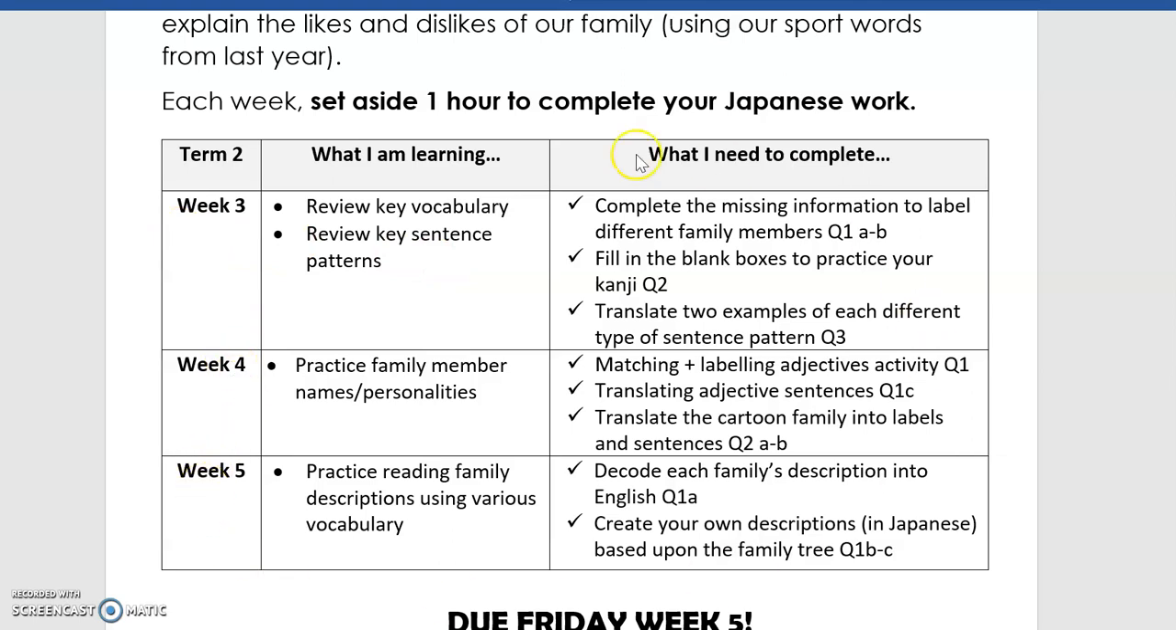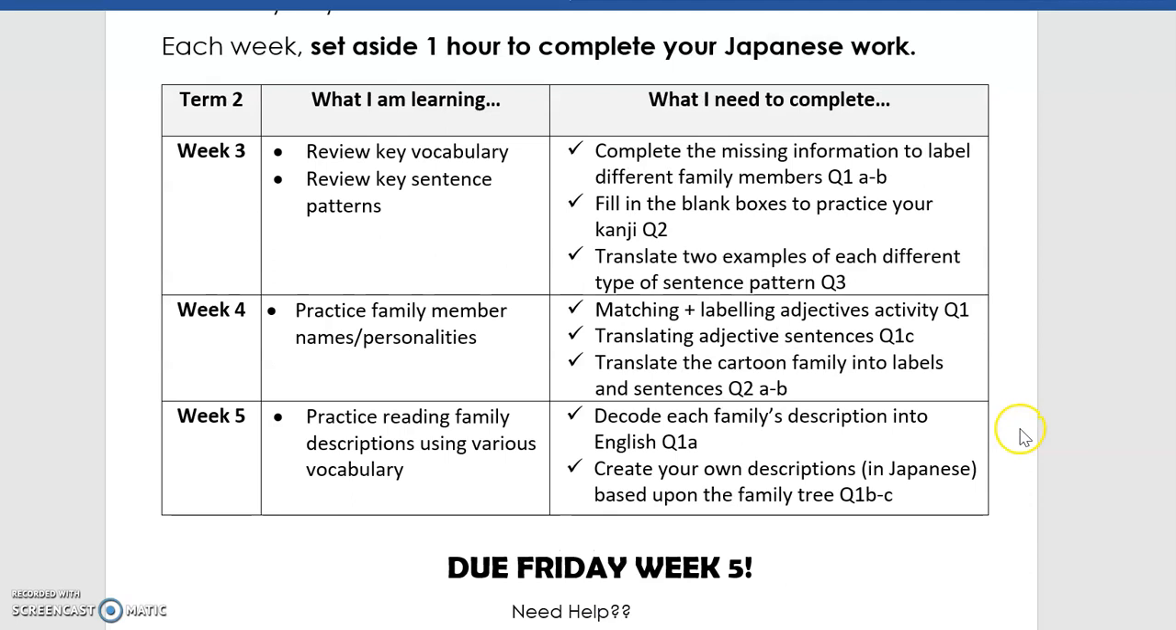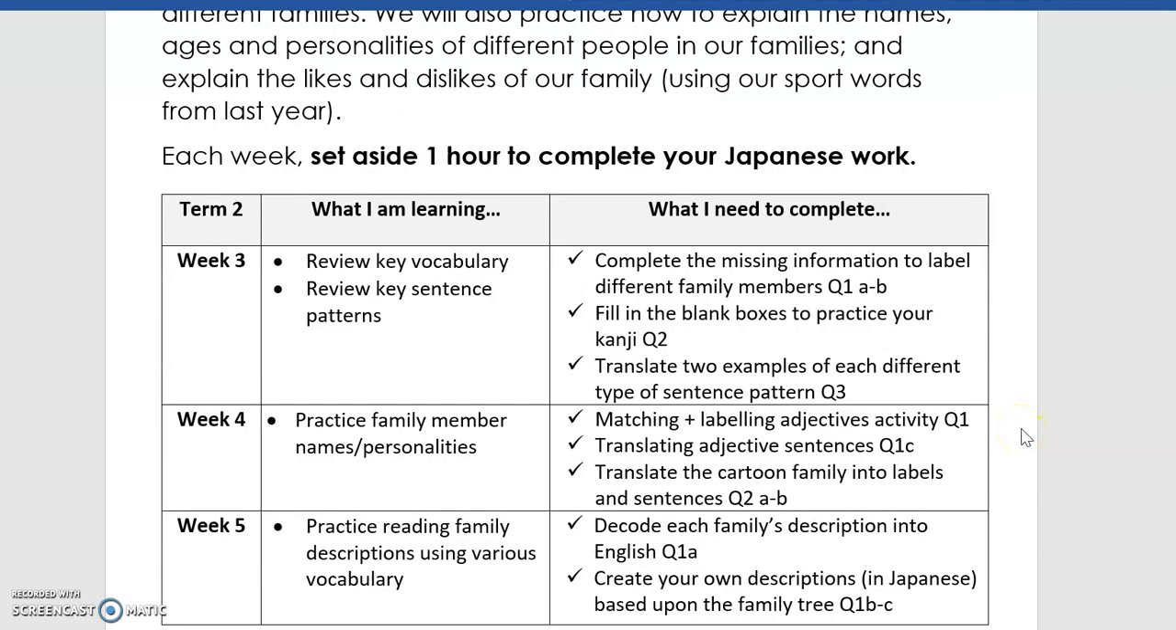Now, in terms of submitting all of your work from all of the weeks, it isn't due until Friday, week 5. So that means you don't need to submit it all separately. Just submit it to me when you've finished all of them and when you come back to school and bring in all of your work. Now, in terms of completing your week 3 work, same time allocation as I gave you in week 1 and week 2, roughly about an hour to complete your Japanese work. I've only given you 2 pages per week, so some of you may not even need that whole hour.